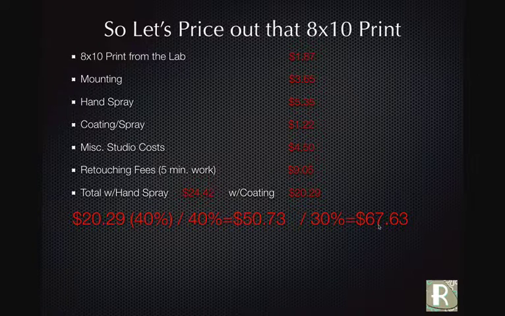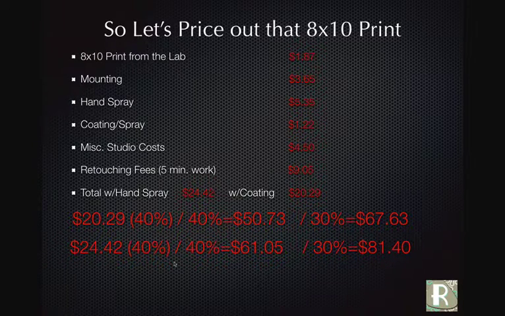Now you know why studios are charging $75 or $100 or $125 for an 8x10. They've actually gone through the math and figured out what their cost of goods is and how much that particular unit costs. Let's figure this out with hand spray. If we have hand spray on this particular product, it's $24.42. And if we divide that by, let's say, our 40% cost of goods, it turns out we have to sell that product for $61.05 minimally. And if we have a 30% cost of goods, it has to be $81.40. That's the minimum that we have to sell that particular product for.